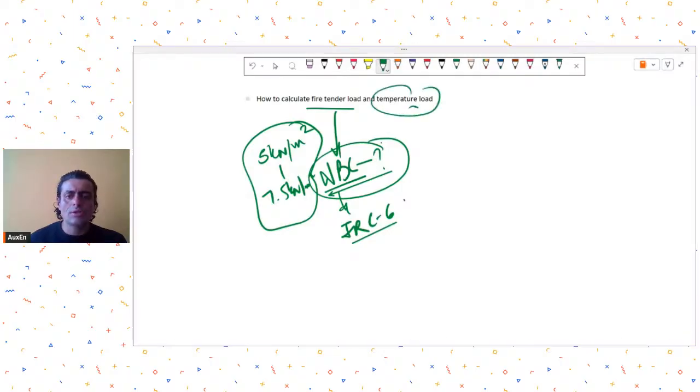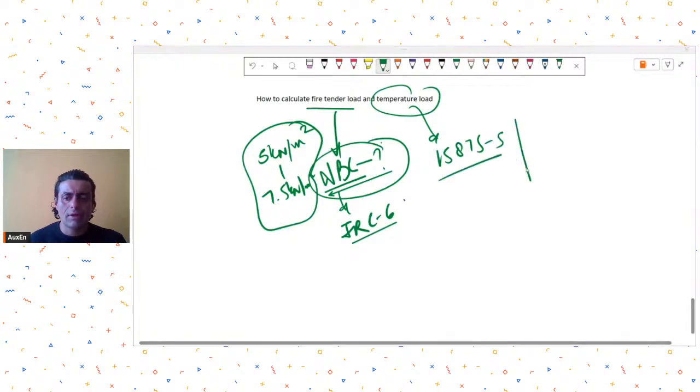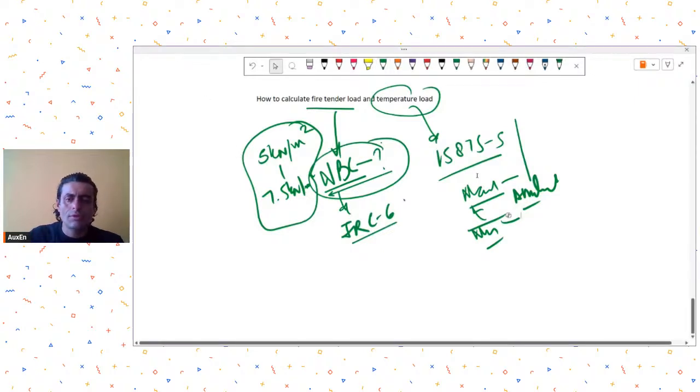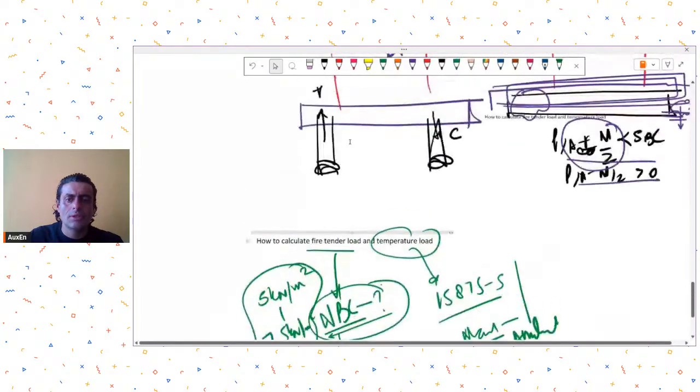And for temperature loads, you can refer to your IS 875 Part 5. There they have given isothermal maps where you can get the maximum and minimum possible temperatures. From there, comparing with the ambient temperature, you can find out the maximum possible temperature change which will cause expansion, and the maximum possible temperature change which will cause contraction. So from there you can apply those temperature loads in your software.